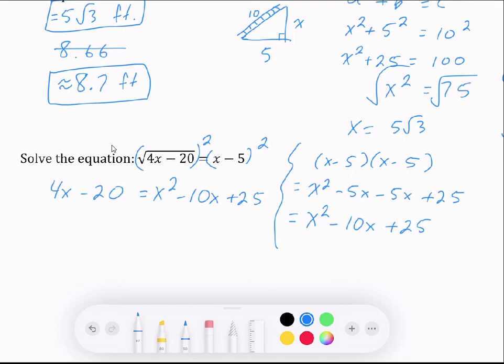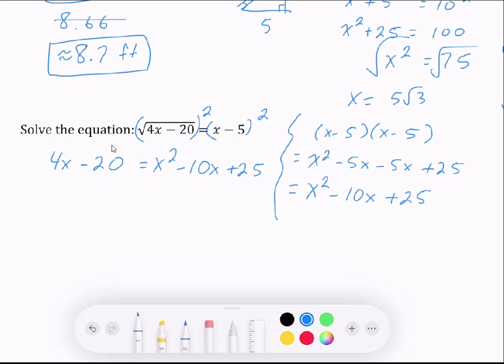This is where we start moving things over to the other side. I would really like the x squared to still be positive, so I want to move things over to that side. So what am I going to do with the 4x? And what do I do with the 20? Add 20. So x squared minus 14x plus 45. All right.